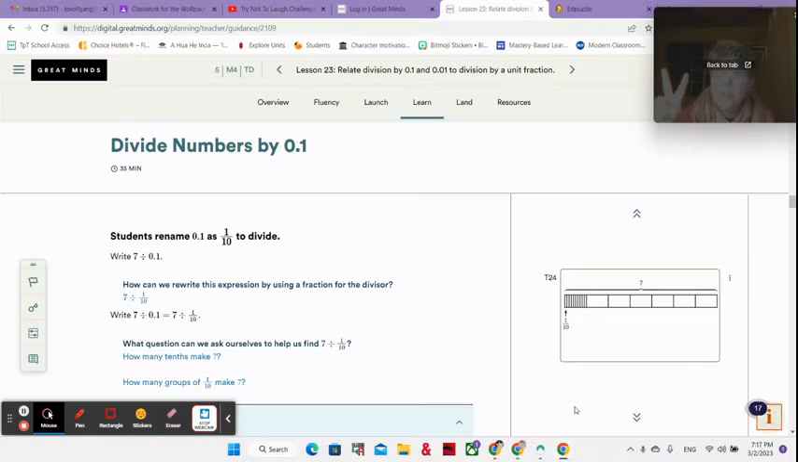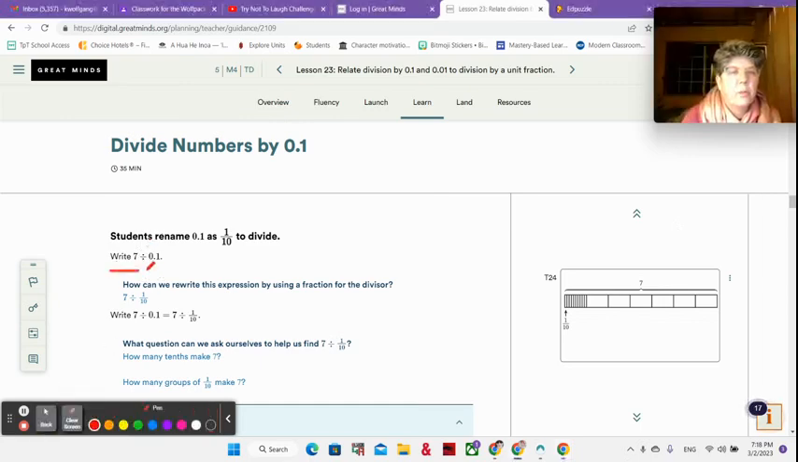So video number 2 of 23, lesson 23, and we're working on dividing numbers by 1/10, as you can see right in front of you. So we're going to look at 7 divided by 1/10, okay? 7 divided by 1/10. So let's rewrite it as a fraction, and you can see that right here, 7 divided by 1/10.